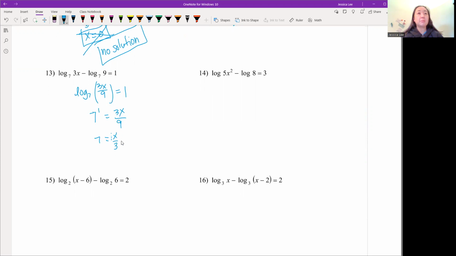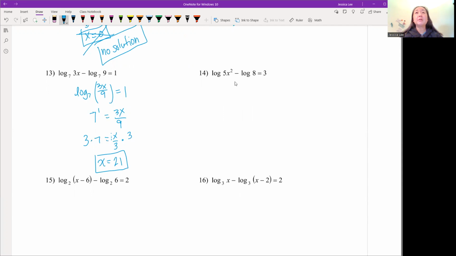And then from here, we're just going to multiply both sides by 3 to solve for x, and you get x is equal to 21. Sorry, that looks like a really weird 21. Oh, I should check this. 21 goes in, and it doesn't make the log negative or 0. So we're good to go.